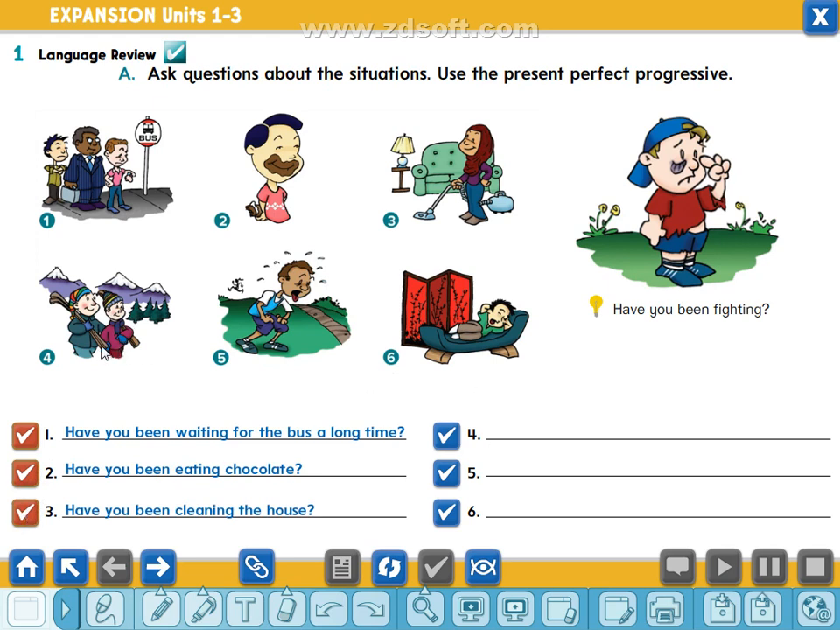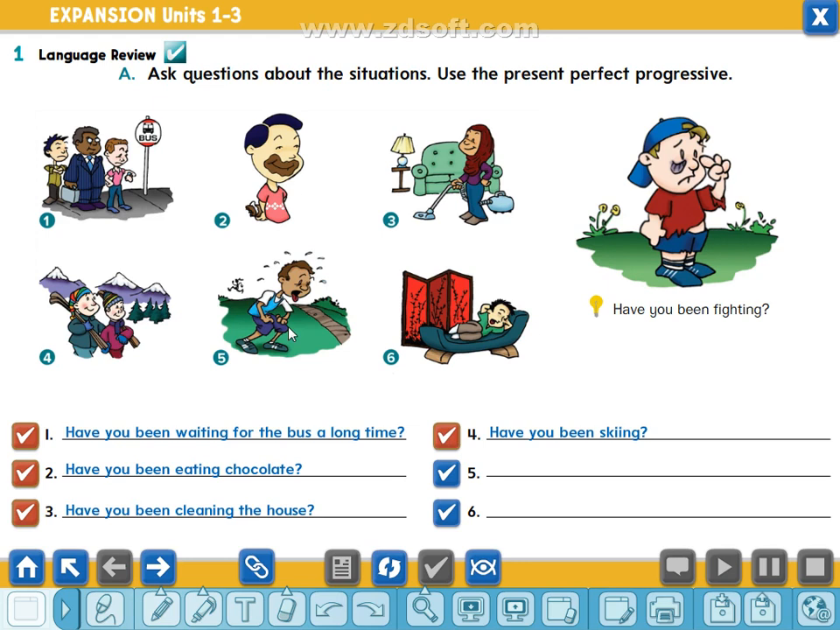Picture 4. What have they been doing? Yes, that's right. Two boys have been skiing. So the question is, have you been skiing?